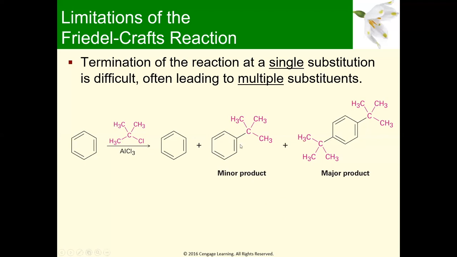But the thing is, once you put a tert-butyl substituent on there, it activates the ring. It makes it even more reactive. An electron withdrawing group actually deactivates the ring. That's why you can't do a Friedel-Crafts on it. But if you put any sort of electron donating substituent, like a tert-butyl group, something that donates electrons, then it's going to activate the ring and make it more reactive. Okay.